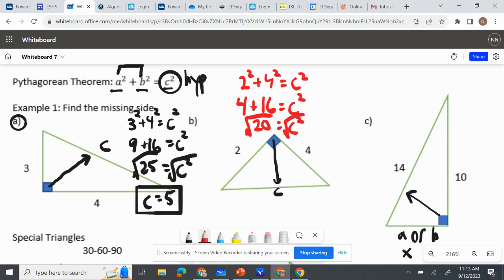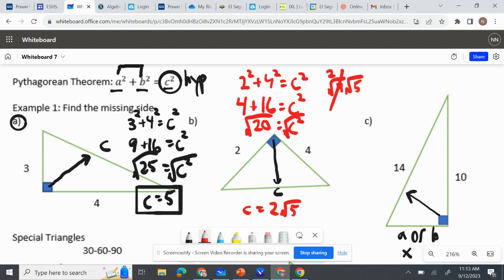Now this is a little bit more complicated. In order to simplify 20, we know that 20 is 4 and 5. And we know the square root of 4 is 2. So our answer is 2 square root of 5.